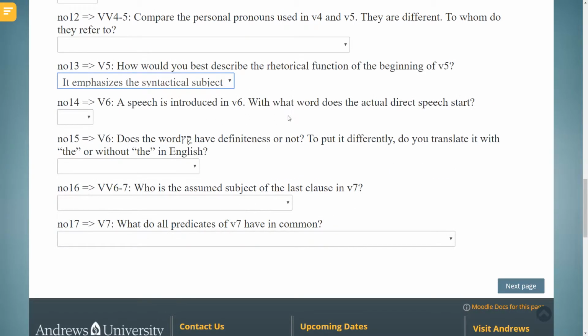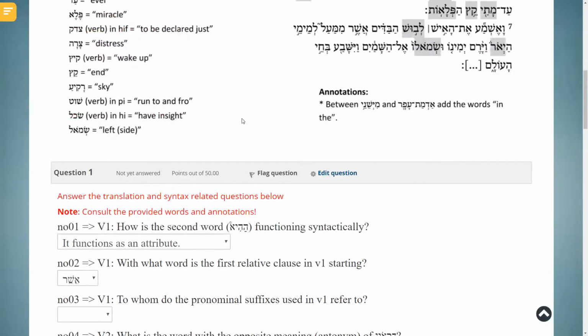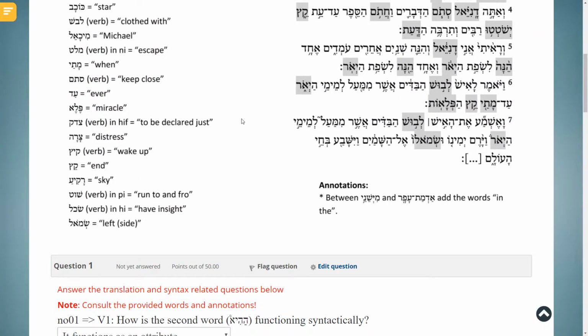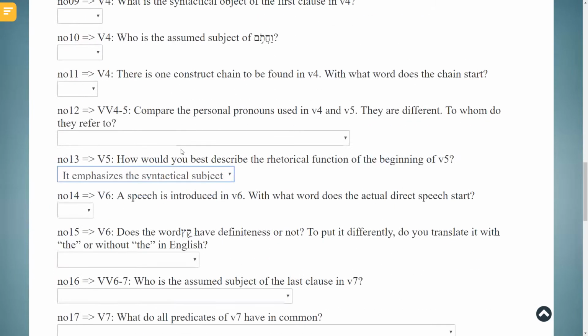A speech is introduced in verse 6. With what word does the actual direct speech start? Again, you need to translate. You need to know where clauses start. Vayomer la'ish levush asher. So it's quite a while actually until the direct speech starts, as you can see.